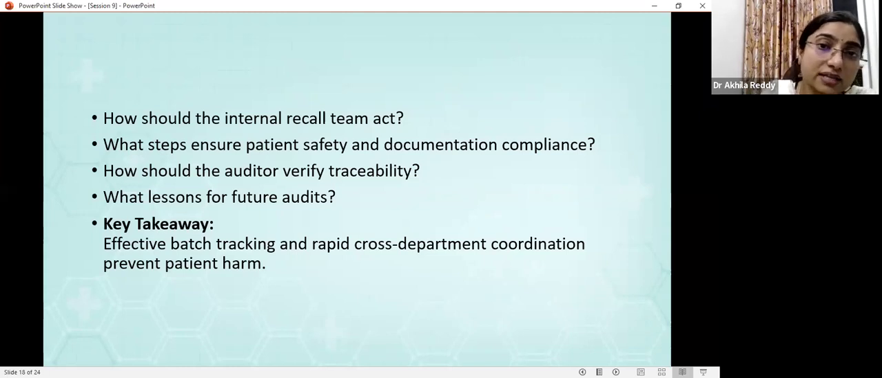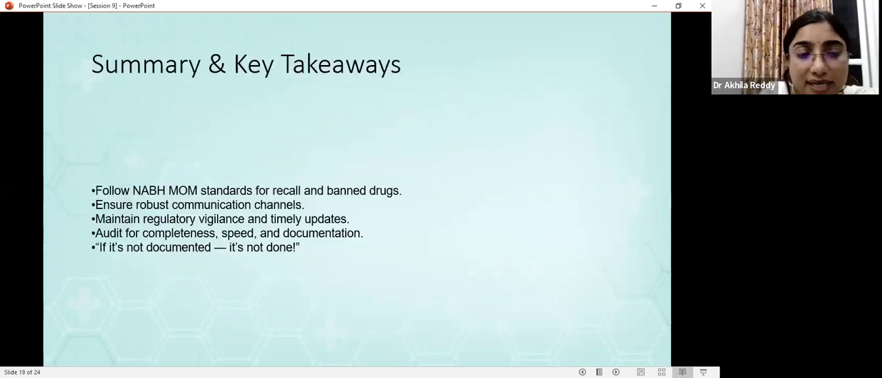So there is a double check for high risk patients. At the same time, at every department, batch, expiry date, manufacturing, and the physical condition should also be checked. And the summary and key takeaways: follow NABH MOM standards for recall and banned drugs, ensure robust communication channels, maintain regulatory vigilance and timely updates, audit for completeness, speed and documentation. If it is not documented, it is not done.